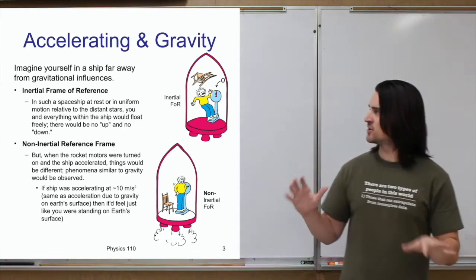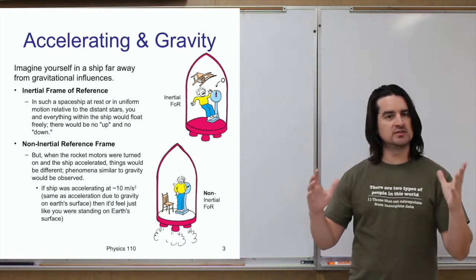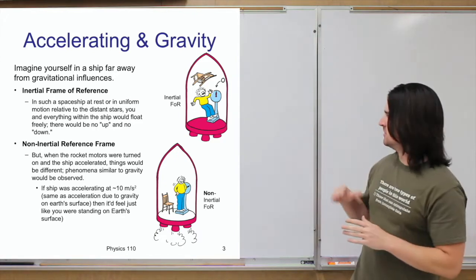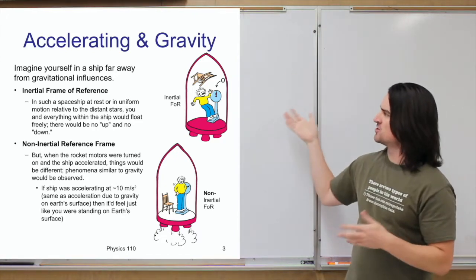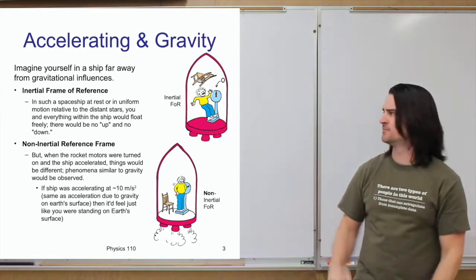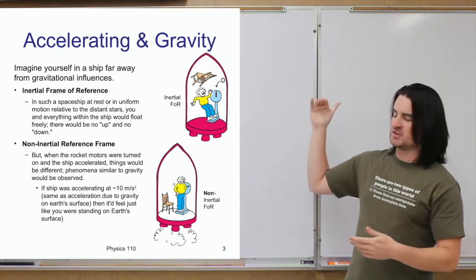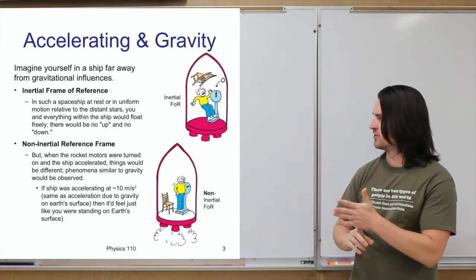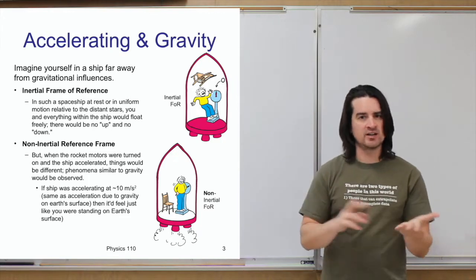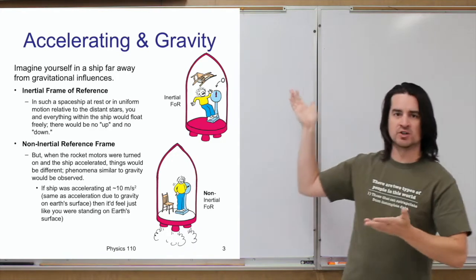So, now let's try to imagine a couple of situations. Again, imagine yourself in a frame of reference that's essentially in an enclosed spaceship. Here we're seeing into the spaceship, but imagine that it's totally sealed and you can't see out of it. If that spaceship is at rest, just hovering, or moving at a constant speed, there'd be no way to tell between those two. You'd just be floating regardless, either way.